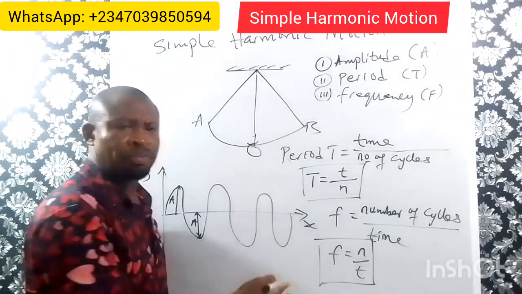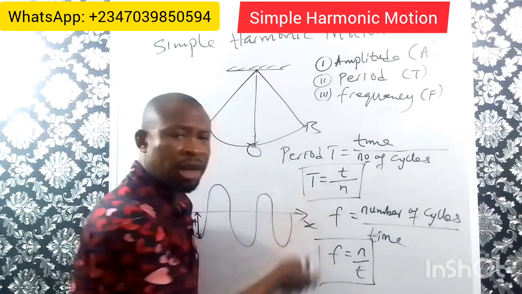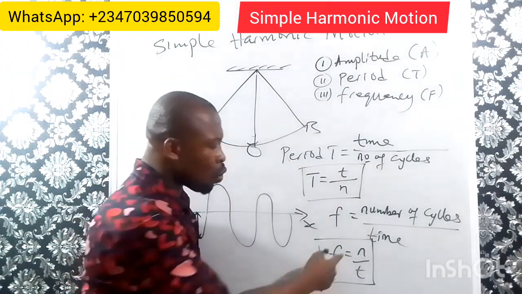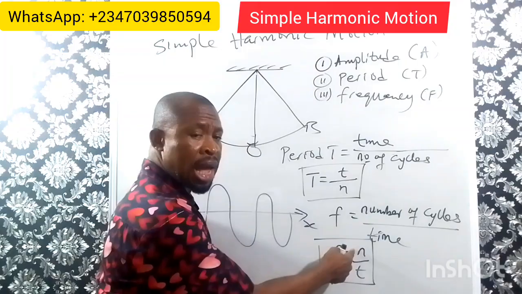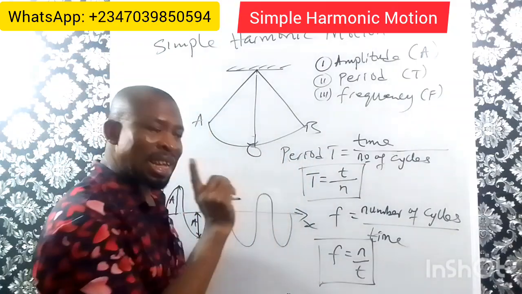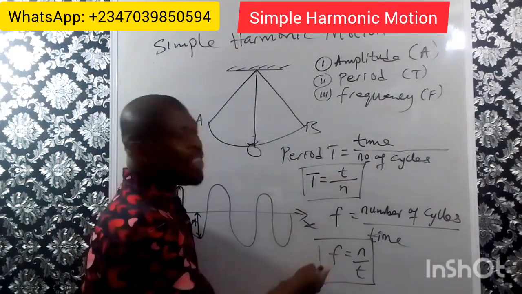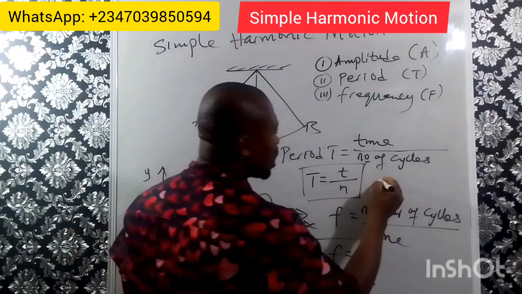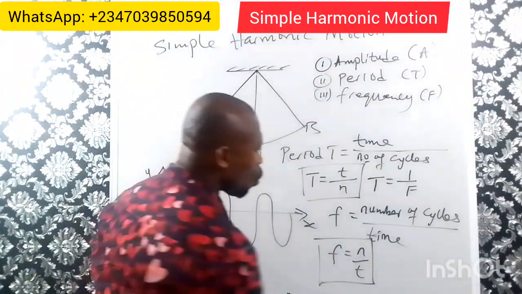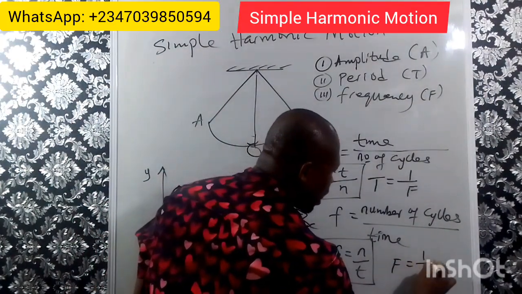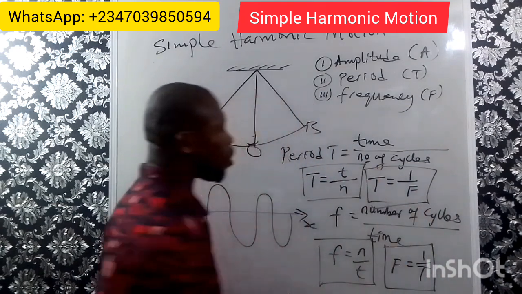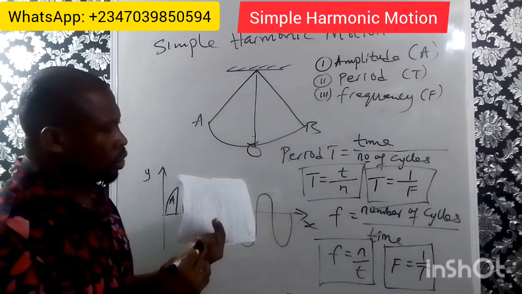If you look at this now, something is common here. We have t and n here, t and n here. Now, here n is on top and t is down. Here, t is up and n is down. It means that this one is the inverse of this. Therefore, we can now say that T is 1 over frequency, while frequency is the inverse of period. So this is another formula. Now we can work with these formulas.